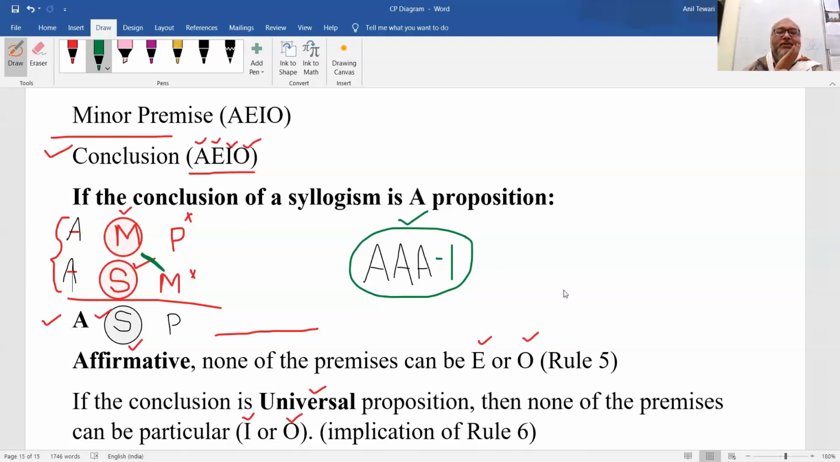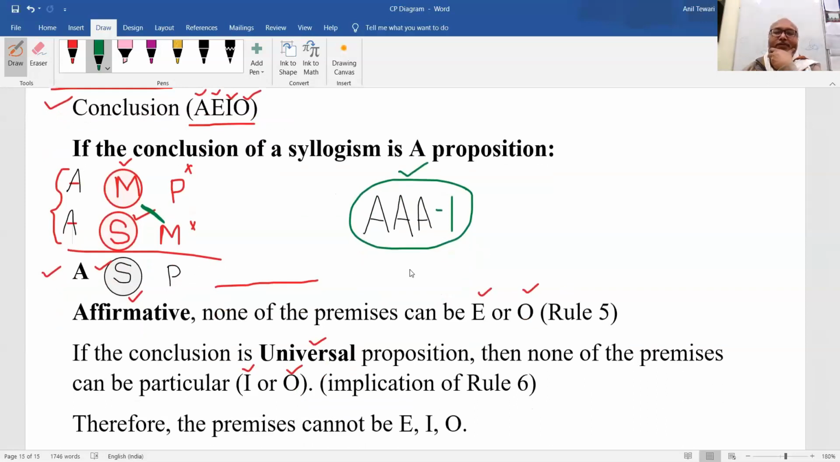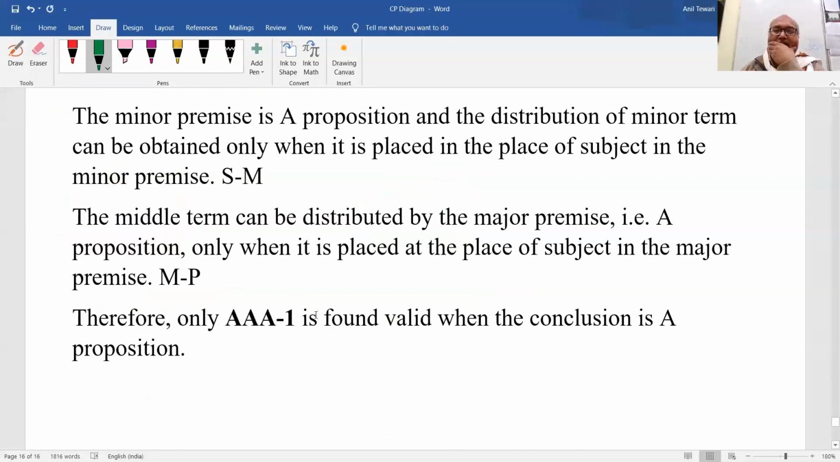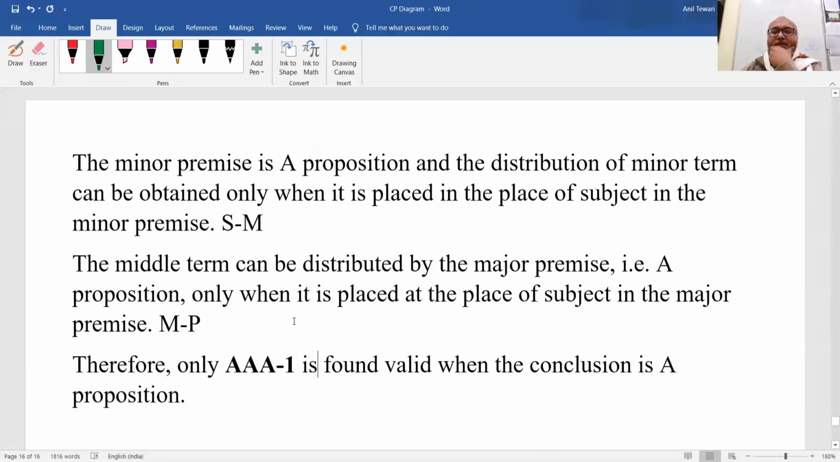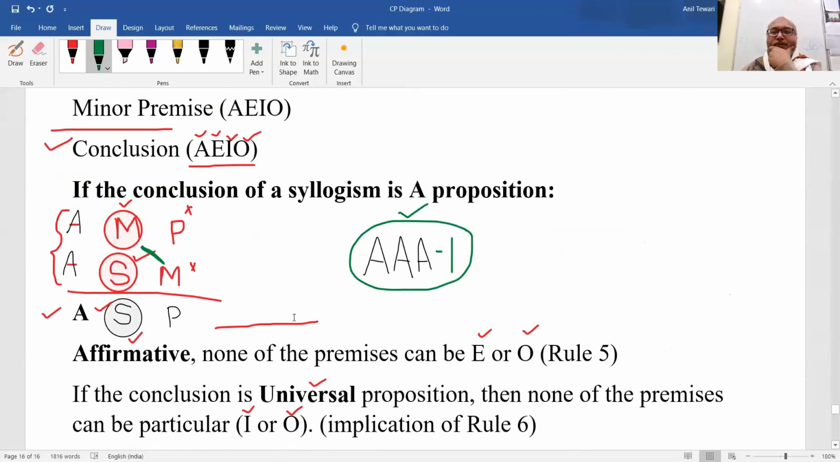So you have rejected 255. 255 you have just kicked out. If your conclusion is A, there is no other possibility of a valid syllogism except triple A1. Only triple A1 is found valid. And you can show it is valid by drawing a Venn diagram. You can show that it is valid.